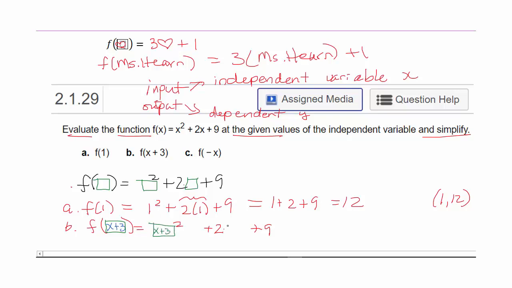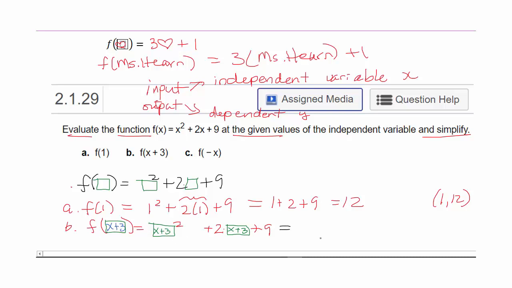I'm going to square it. I'm going to multiply it by 2, and then I'm going to add 9 to it. Doesn't matter that it has an x in it. It's not the same x that you had up there, so don't get confused by that. So what are we going to do?